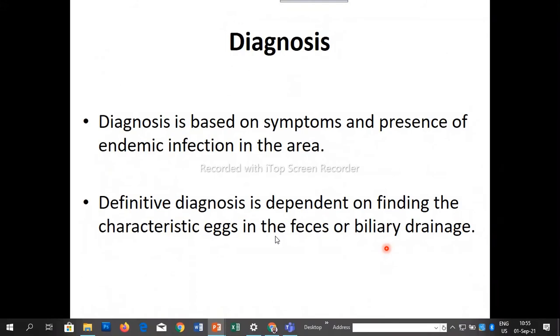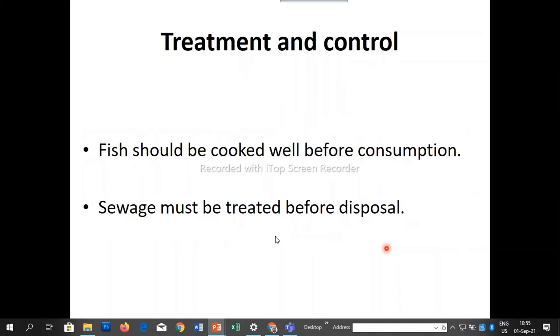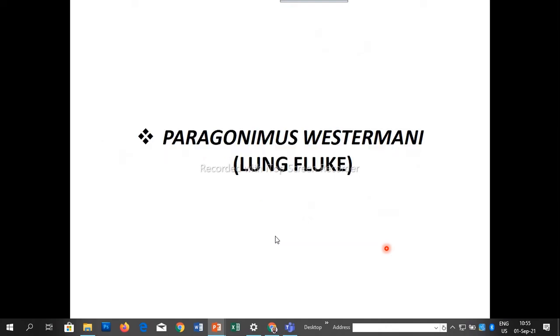Diagnosis is based on symptoms and the presence of endemic infection, where the definitive diagnosis depends on finding characteristic eggs in feces or biliary duct drainage. Fish should be cooked well before consumption. Feces should be treated before disposal, and the treatment should be prescribed as the previous one.